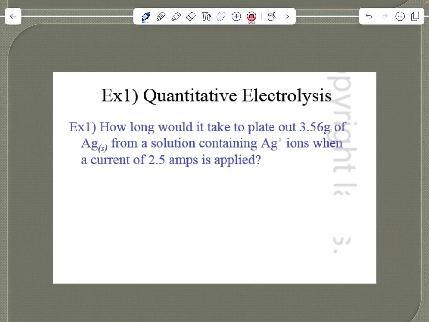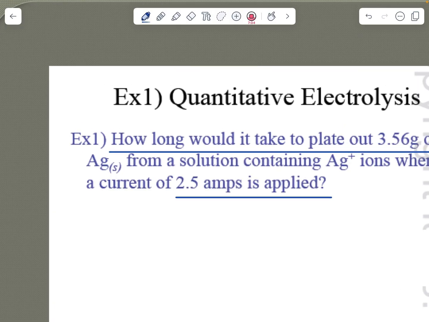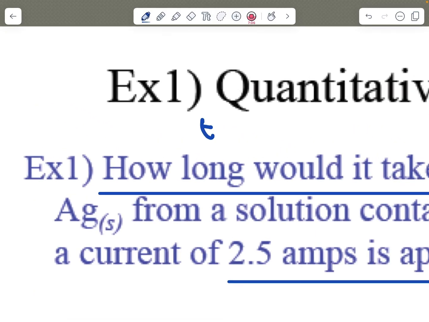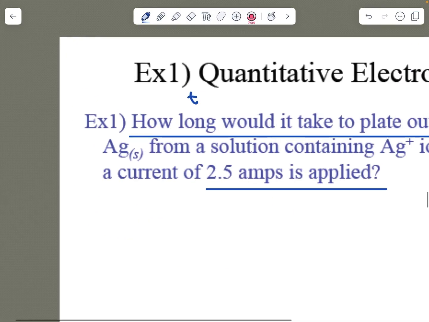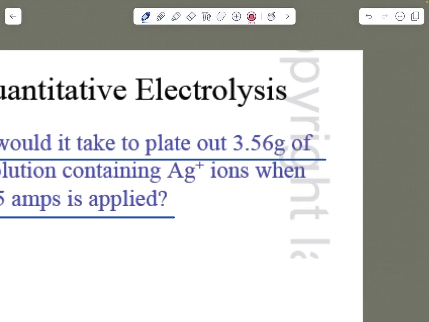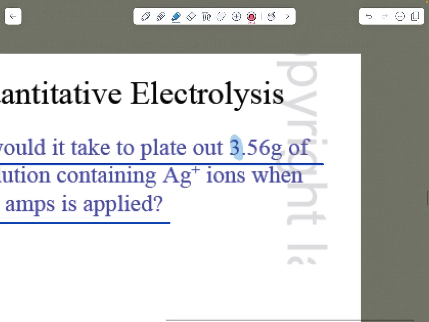So it says, how long would it take to plate out 3.56 grams of silver from a solution containing silver ions when a current of 2.5 amps is applied? We're solving for time here, so time needs to be our last step. First, we take this grams number and convert to moles.